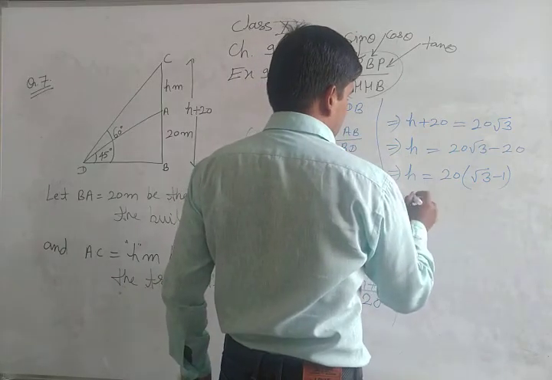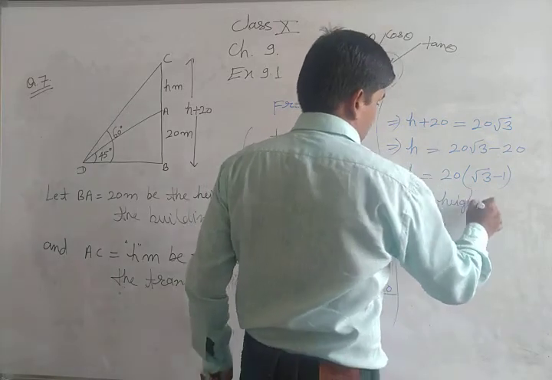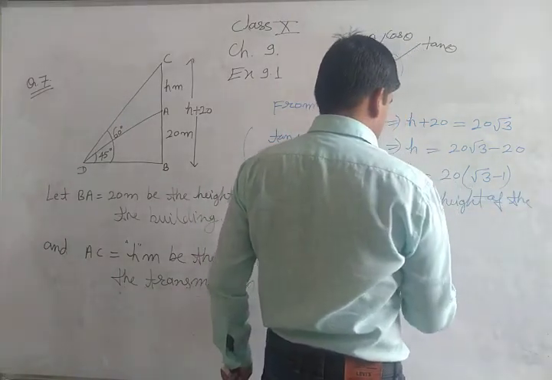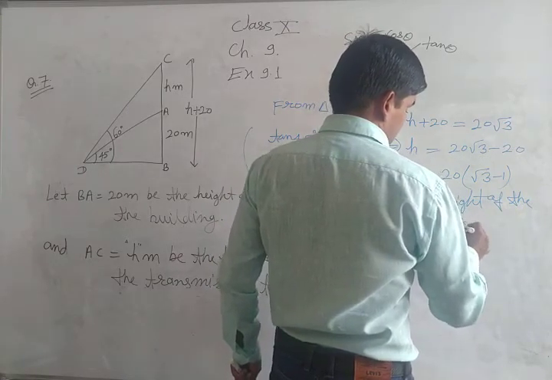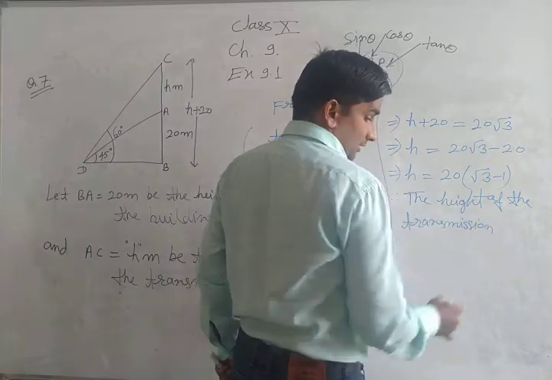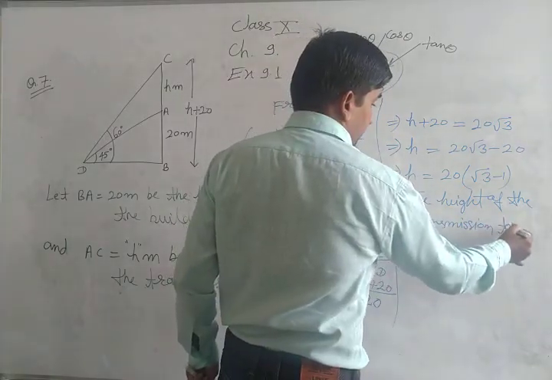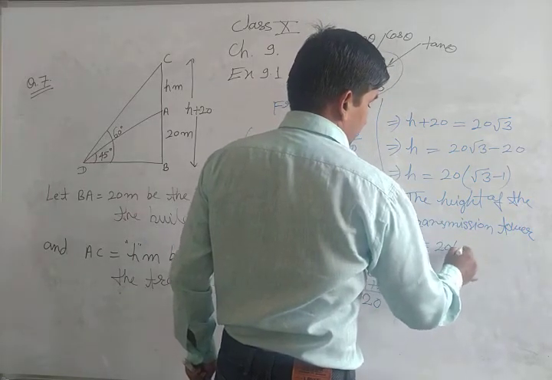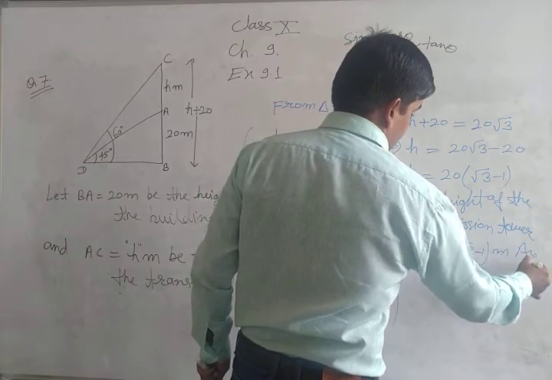Therefore the height of the transmission tower equals 20(√3 minus 1) meter is the answer.